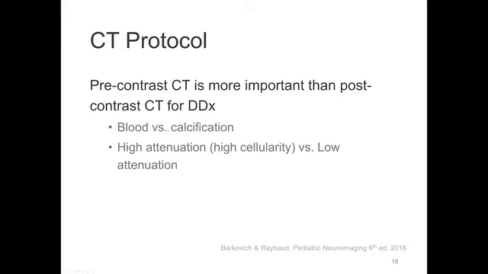And we also can look at the density of a tumor. High density means high cellularity. Low density means low cellularity, which is also very useful to guide our differential diagnosis.